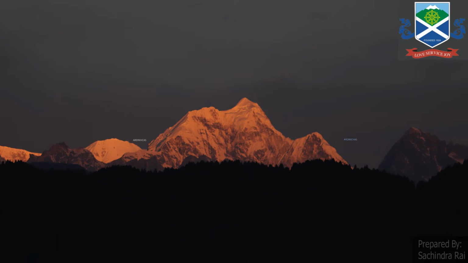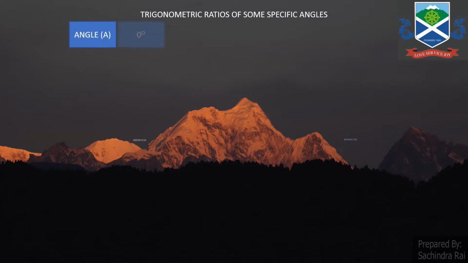Hello everyone, let's learn about trigonometric ratios of some specific angles. When we say specific angles, we are considering 0 degree, 30 degree, 45 degree, 60 degree and 90 degree.